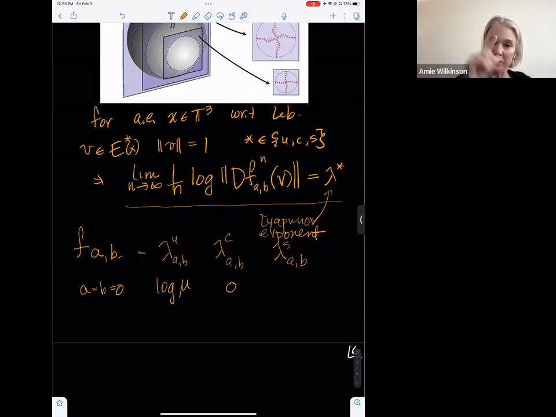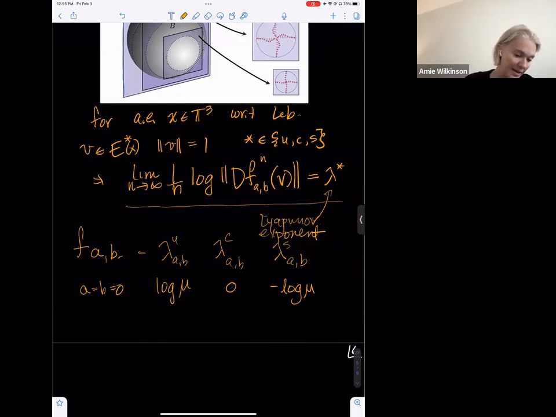This is 0 because if I take a vector in the vertical direction, it doesn't expand or contract at all. And this one is minus the log of mu, because it's contracting, the log of the contracting eigenvalue. Now, if I keep A equal to 0, but I take B not equal to 0, then believe it or not, these things don't change at all.